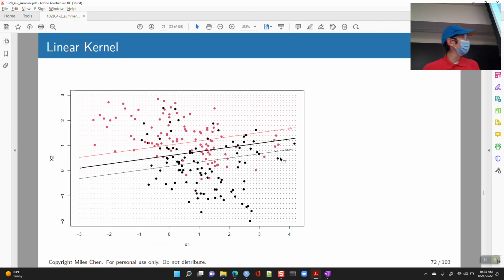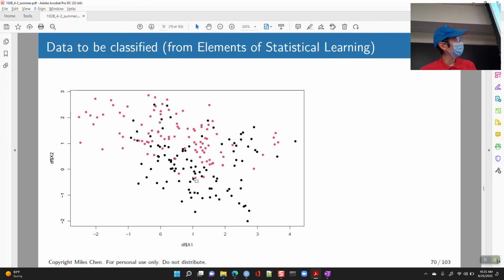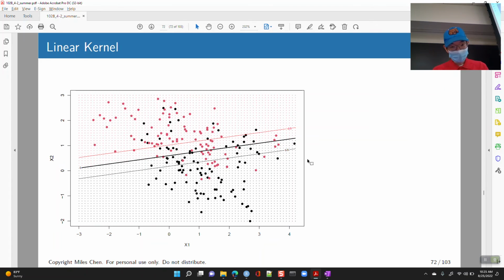So for a linear kernel, it tries to draw a straight line that separates our red points from our black points, and this is the line that it draws. It says, this is the best I can do.